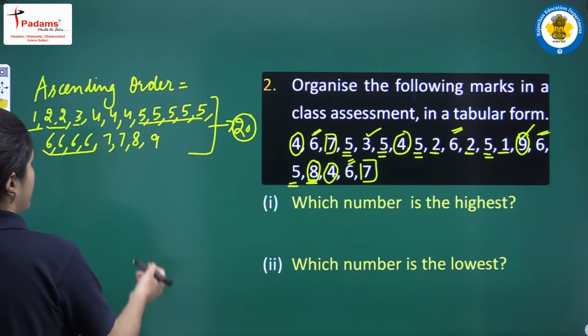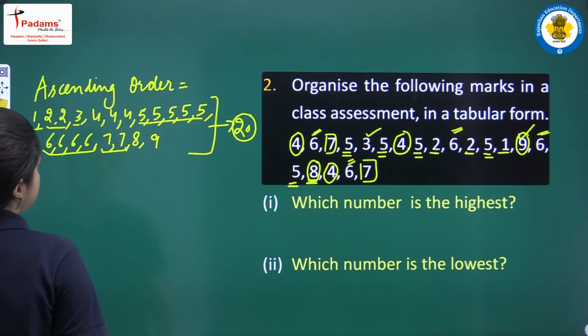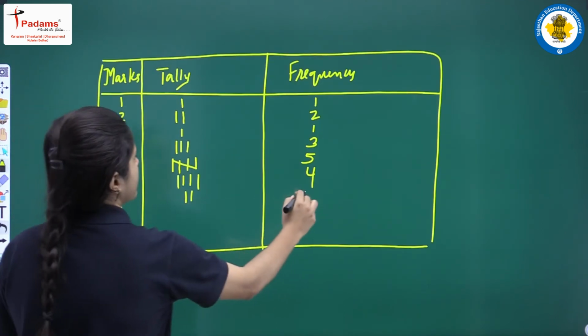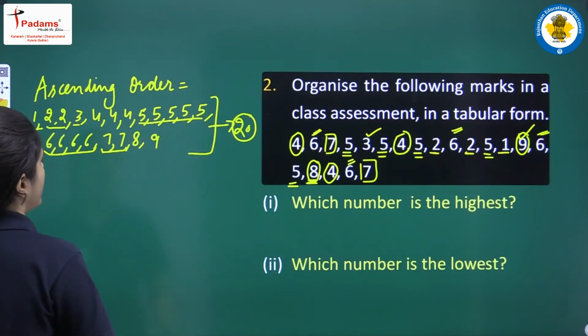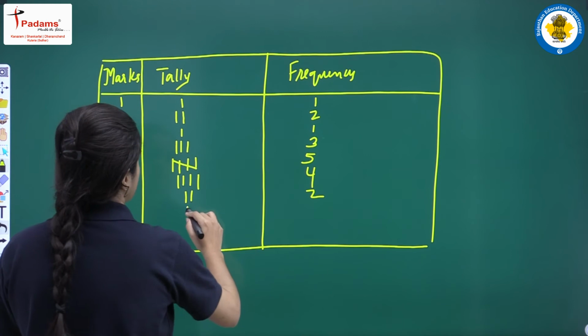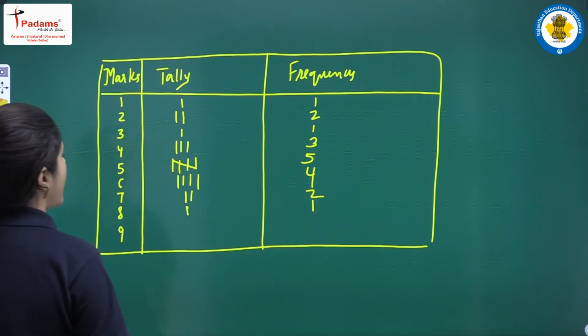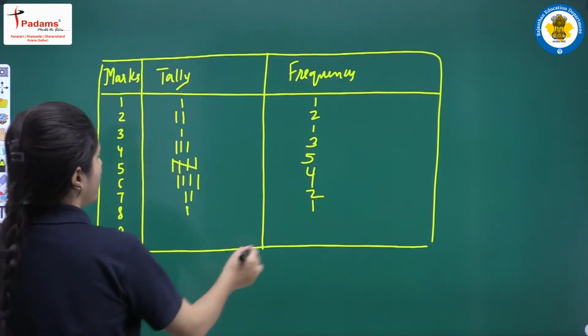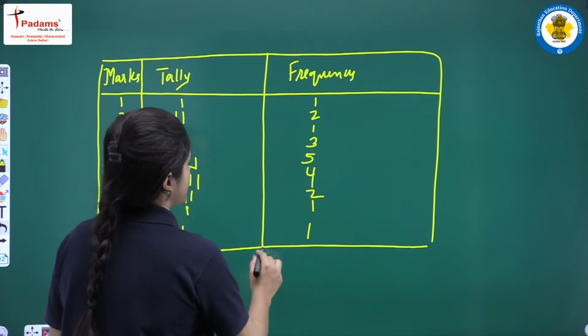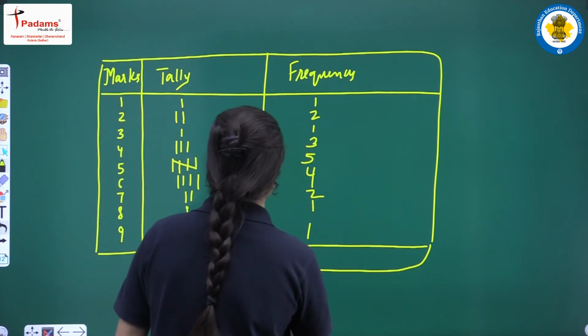Now students 7. 7 is coming twice. 8 now. 8 is coming only once. And students 9. 9 is also coming only once. So just make the total.